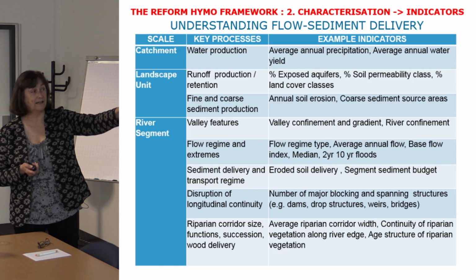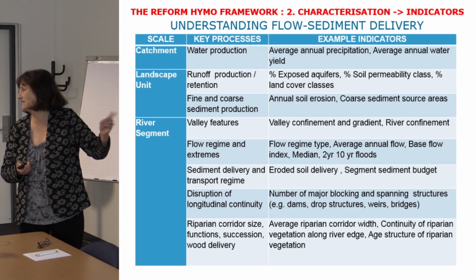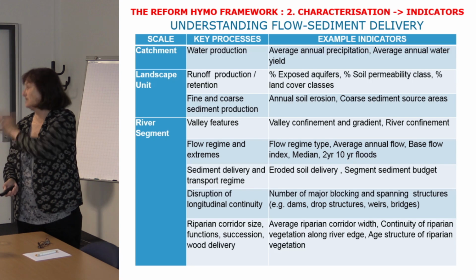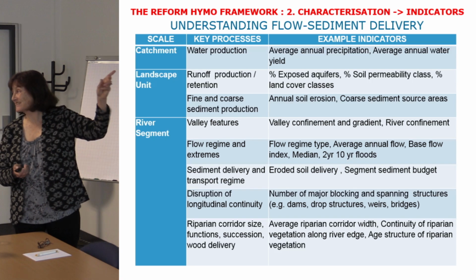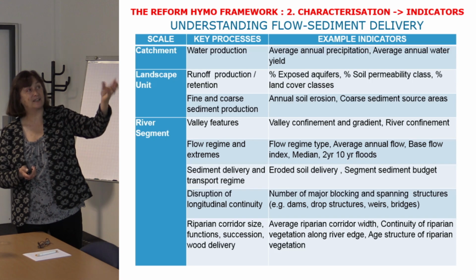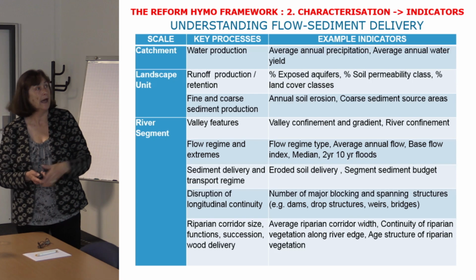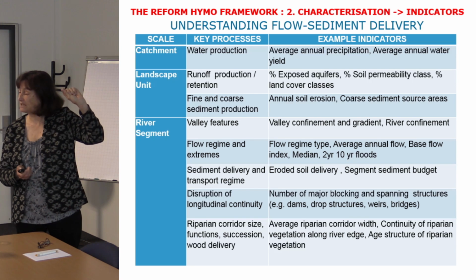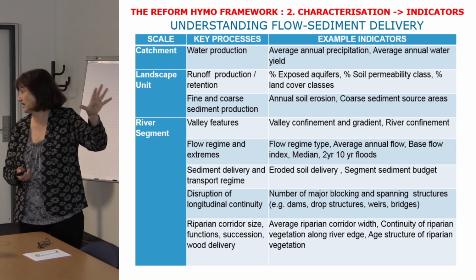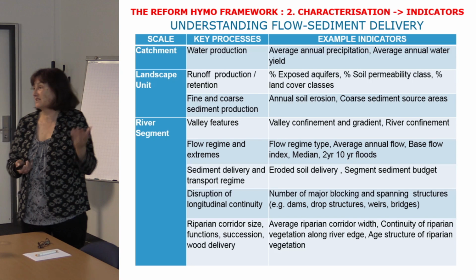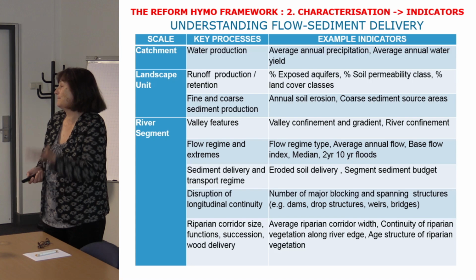So at the river segment scale, for example, we've got disruption of longitudinal continuity. So have we got major structures in our river which are messing up this flow of water and sediment? At the landscape unit scale, we're looking at permeability, the degree to which runoff runs off quickly or is delayed, and the amount of sediment it's likely to take with it, by looking at sediment sources and likely sediment production. And you can do this in a very sophisticated way if you want, but there are quite simple ways of doing this, which we recommend as a minimum.